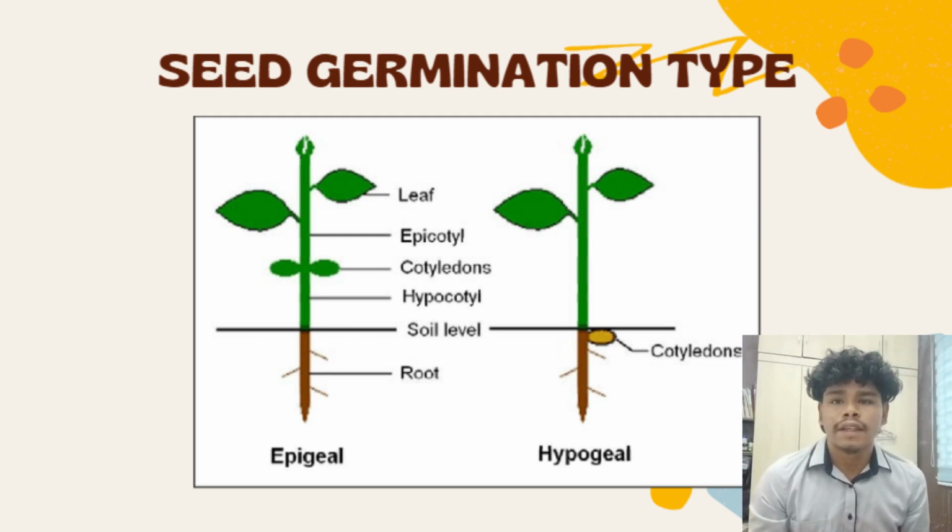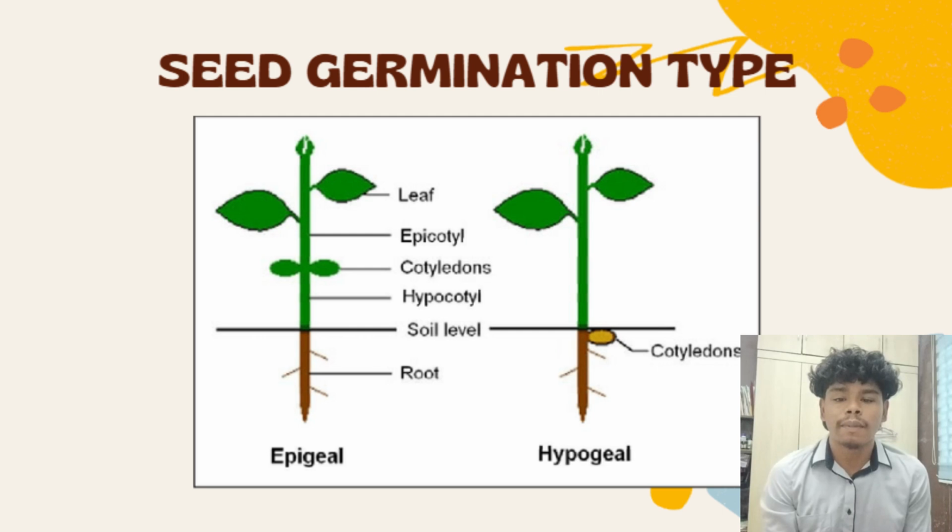And finally is hypogeal germination. The cotyledon stays underground. The epicotyl elongates, pushing only the plumule above the soil. Cotyledons act mainly as food storage, not for photosynthesis. And now I will show you the demonstration of epigeal and hypogeal germination.